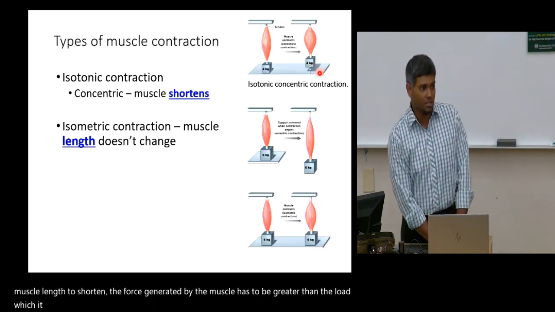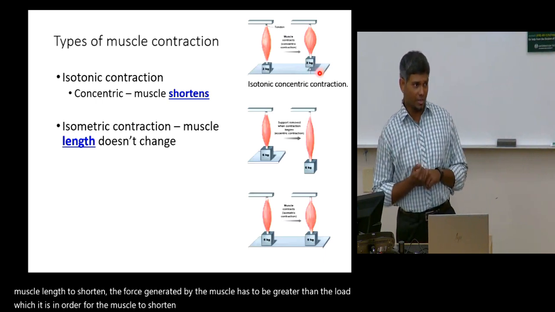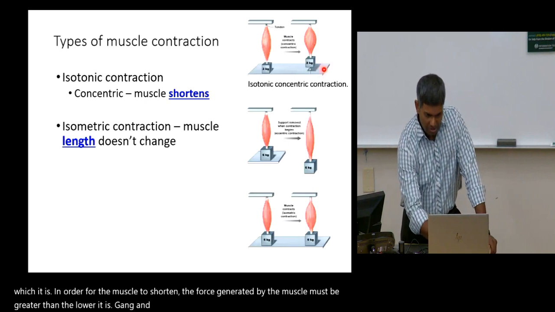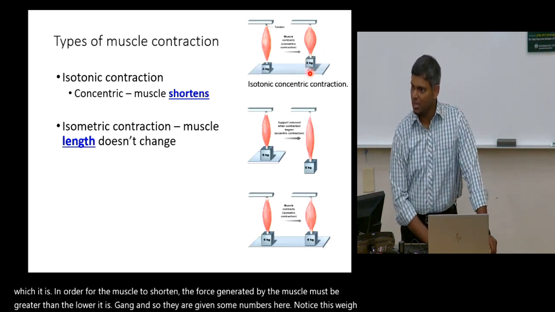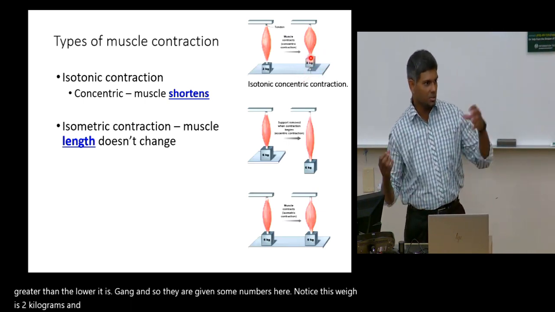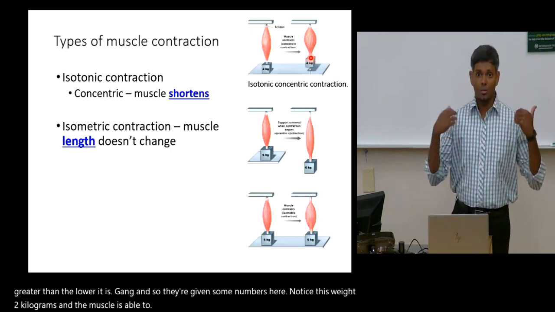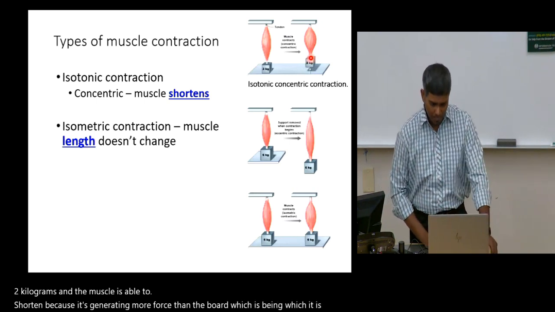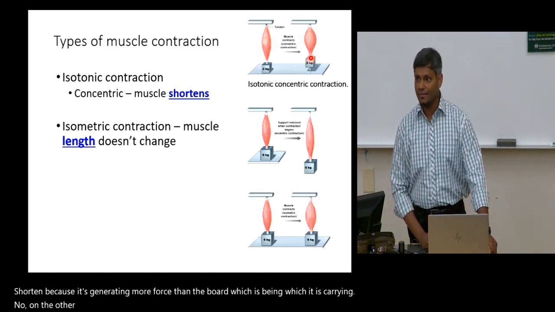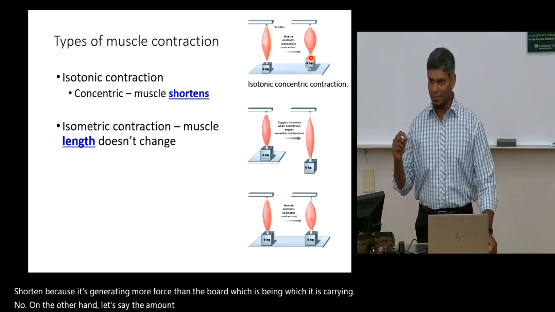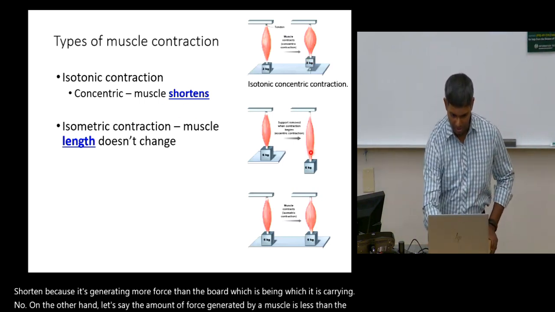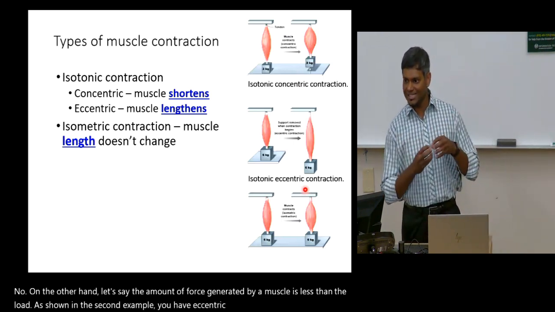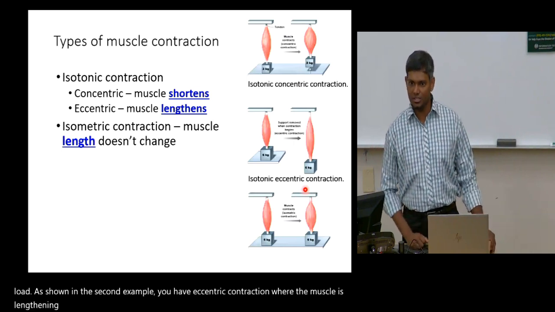I'll repeat: in order for the muscle to shorten, the force generated by the muscle must be greater than the load it is carrying. They've given some numbers here. Notice this weight is 2 kilograms, and the muscle is able to shorten because it's generating more force than the load it is carrying. On the other hand, let's say the amount of force generated by a muscle is less than the load, as shown in the second example. You have eccentric contraction, where the muscle is lengthening even though it is trying to contract.